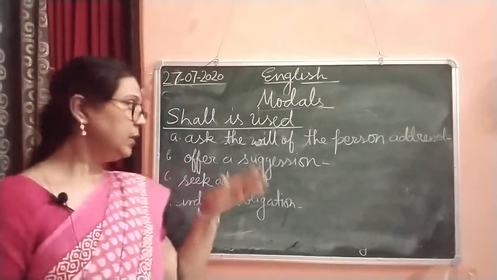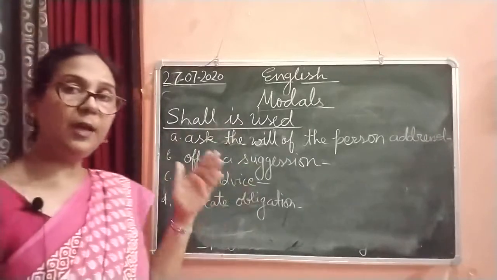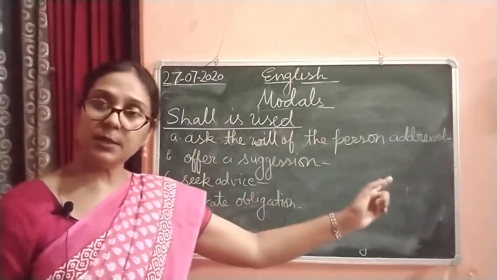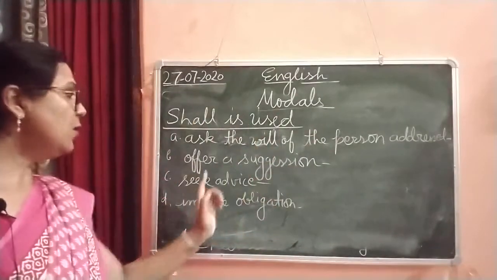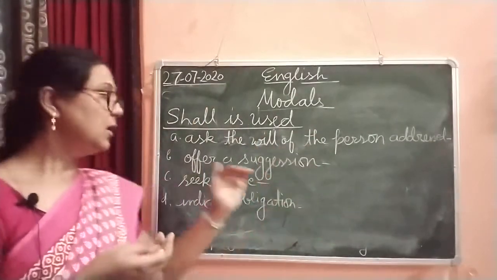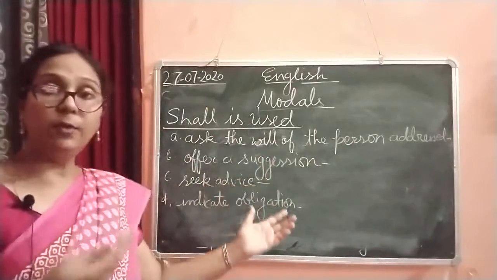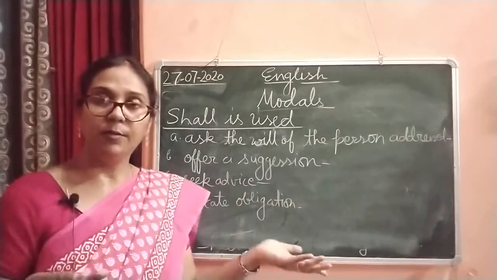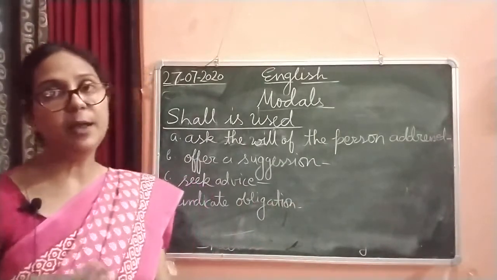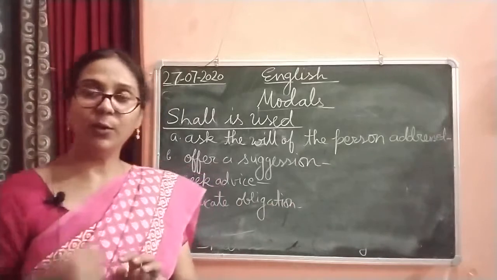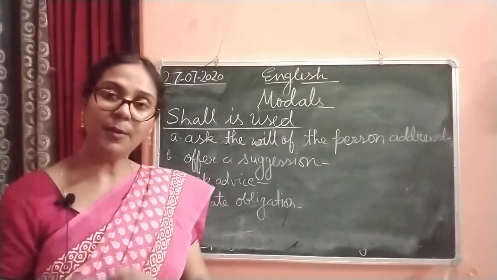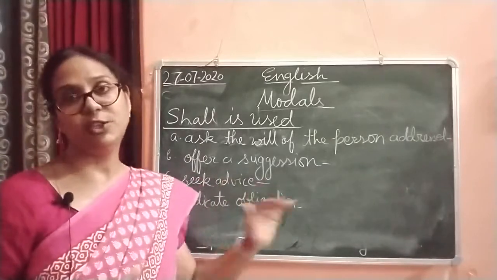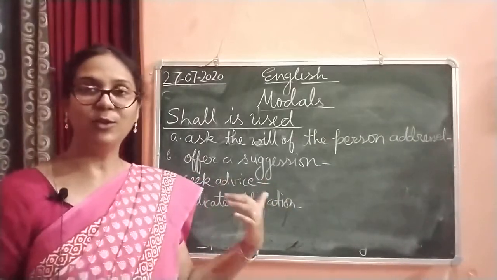These four points we have to remember always. Shall is used to ask the will of the person addressed, offer a suggestion, seek advice, and the last, indicate obligation. We used to write in an application, I shall be highly obliged. Why do we use shall here? Because for showing obligation, we should use shall. Now we are moving to will.